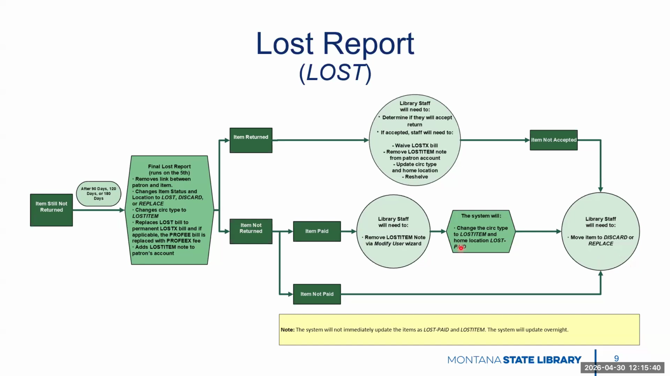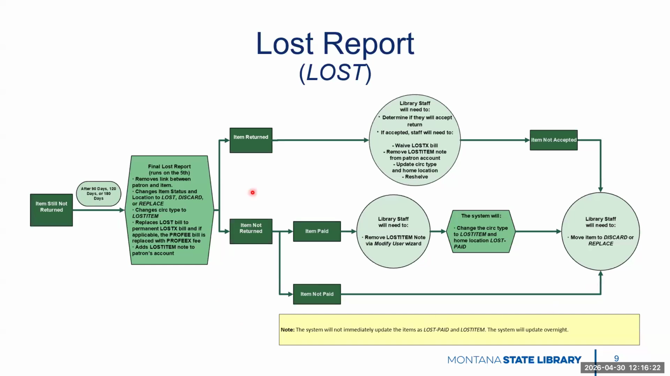If the item goes through the loss process and it's not returned, but the user comes in and pays for it after that, like their account's blocked and they want to check out another item and they've really just lost it, then library staff will need to go into the user's account after they use the pay bill wizard and manually remove the lost item note. Then the system that night will change the item information automatically to lost item with a home location of lost paid. Then all library staff need to do is decide whether you're going to replace it or discard it.